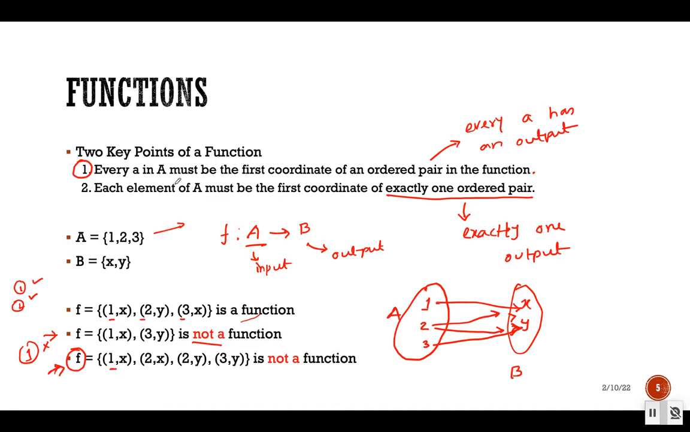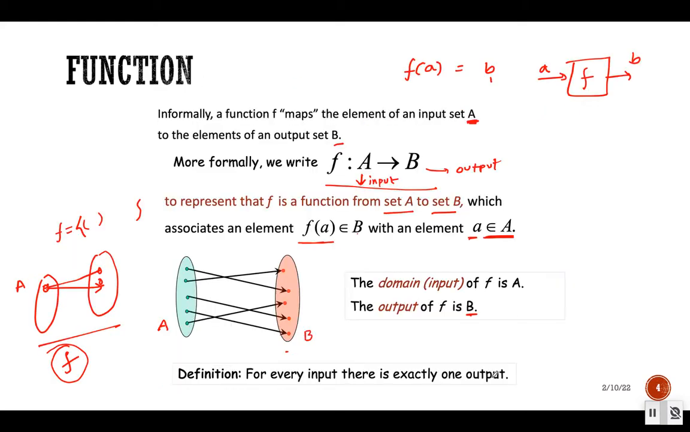But what about condition 2? Every element of A must be the first coordinate of exactly one ordered pair. That means we have to have exactly one output. But here it seems like 2 has two outputs. The element 2 is mapping to more than one output. So f of 2 gives x and y, but that's not possible as a function. Function means that for every input there is exactly one output.